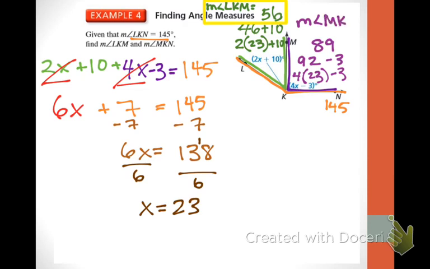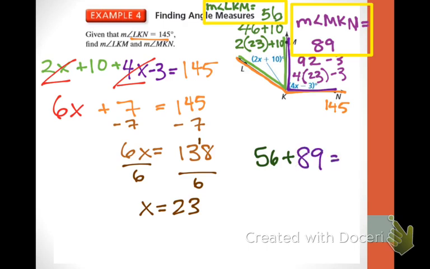What do we need to wait on? You said wait. Yeah. You good? What's a way I could check myself? I could add them together. What should I add up to? 145. Okay, so way to check. 56 plus 89 equals 145. All right. Move on to our next example.